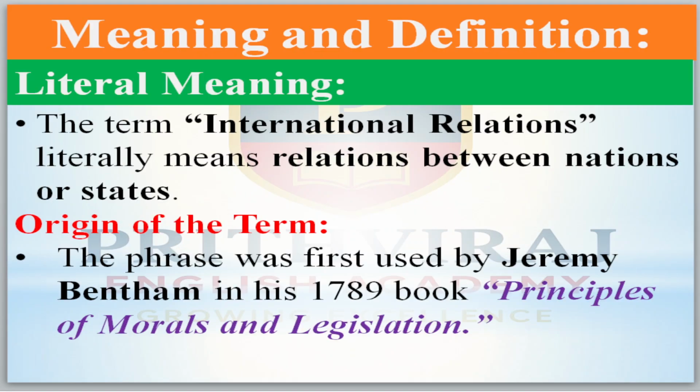Now come to the meaning and definition of international relations. The exact meaning of this term is relations between nations or relations between states. The origin of this term: it was used for the first time by a person named Jeremy Bentham. For the first time he used this phrase, international relations.